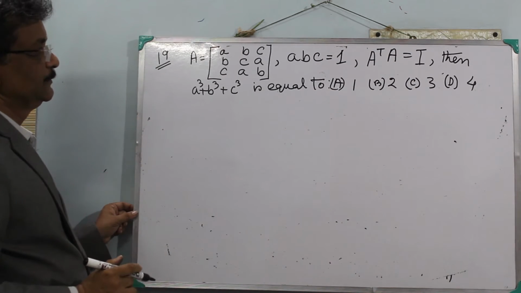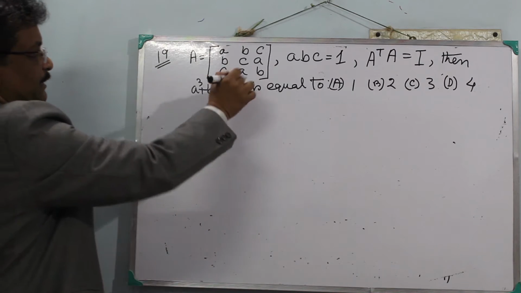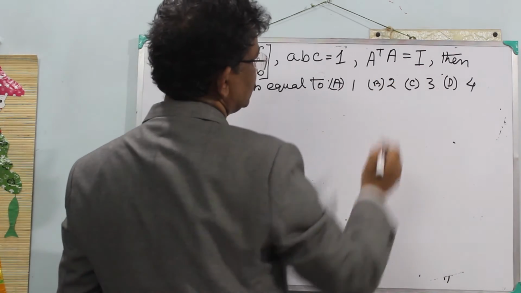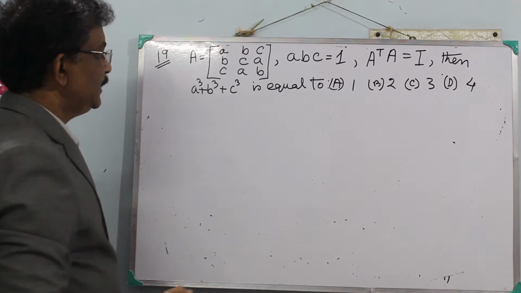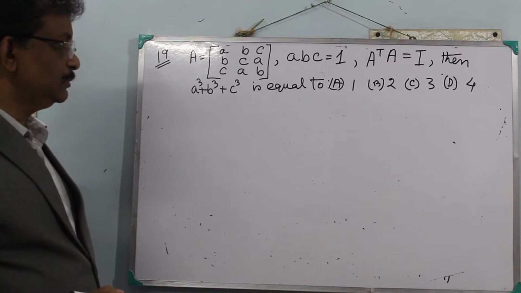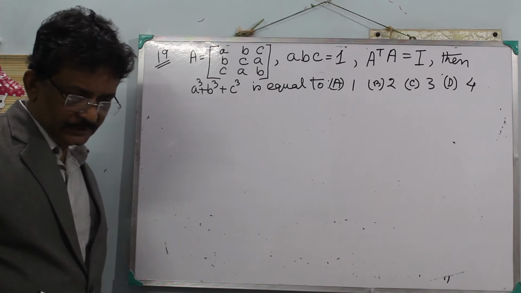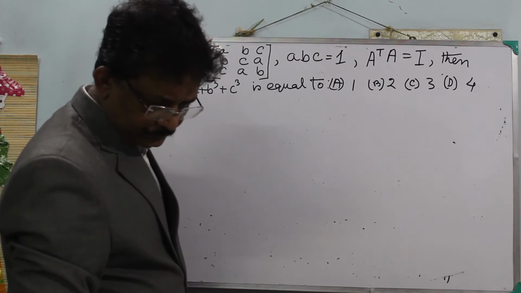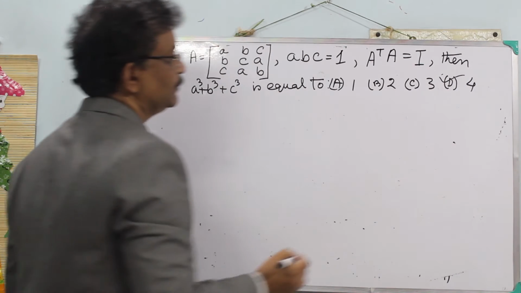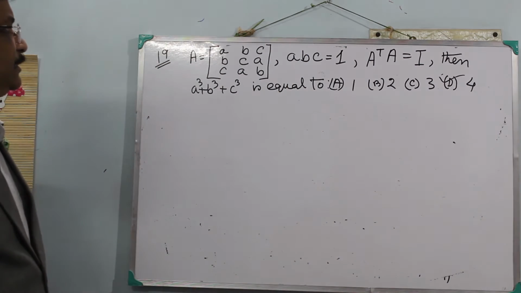Next: if a, b, c form a matrix A with abc = 1 and A transpose into A equals the identity matrix, then a cube plus b cube plus c cube is equal to how much? The correct answer is 4, option D. So let us solve.